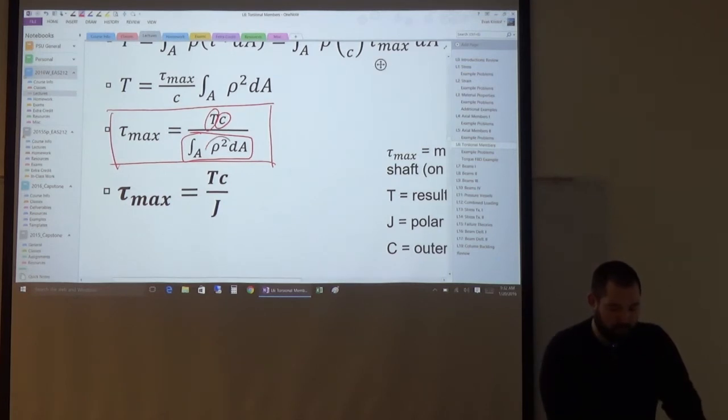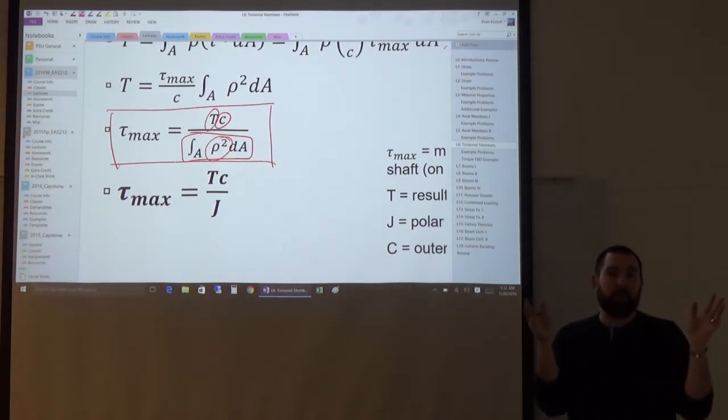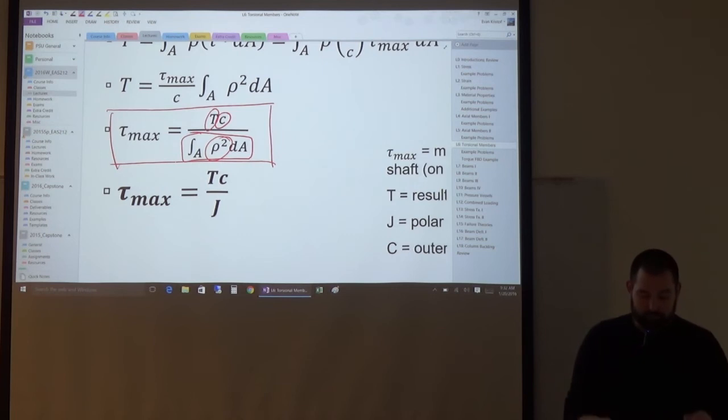And here rho is squared because I told you the distance from the centroid is doubly important. It's important first because the further you are away from the center, the larger the stress is, and the further you are away from the center, the bigger your moment arm is to cause a torque about the center.